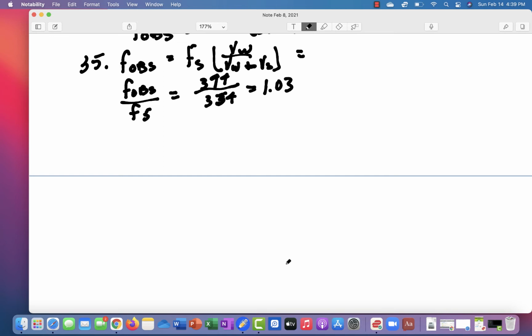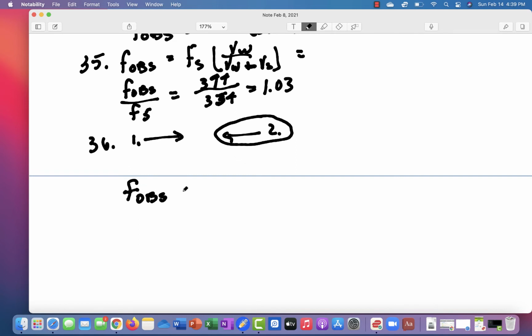Number 36 is a little more challenging because you have both the observers and the sources, because there are two birds flying at each other like this. We'll call this bird 1 and this bird 2. And so you have to do the calculation from each perspective. So for example, if bird 2 is the observer, that means that bird 1 is the source.